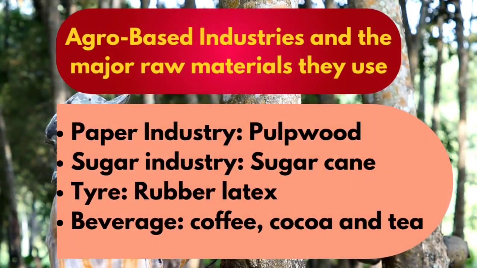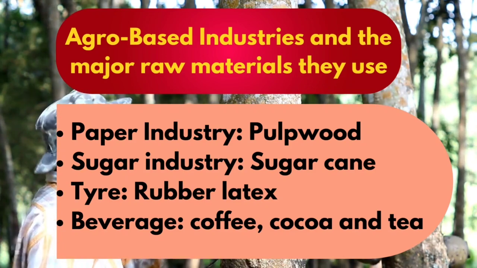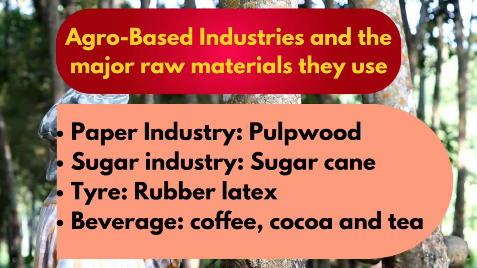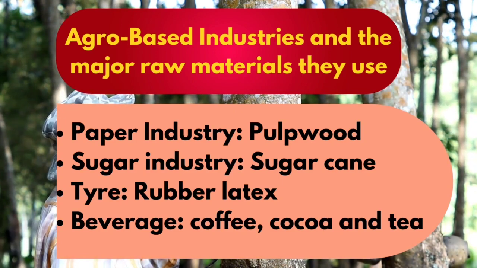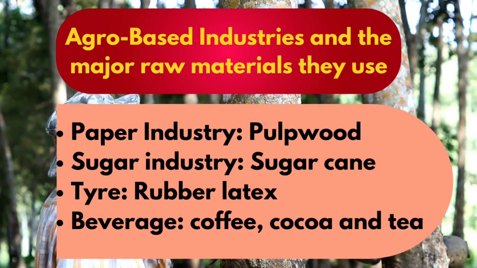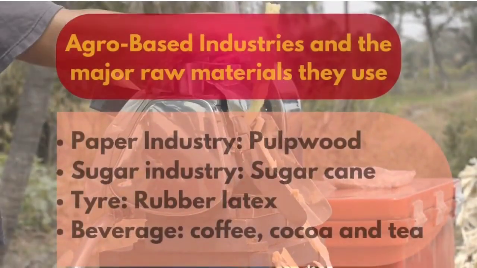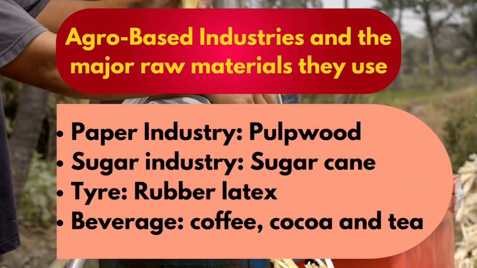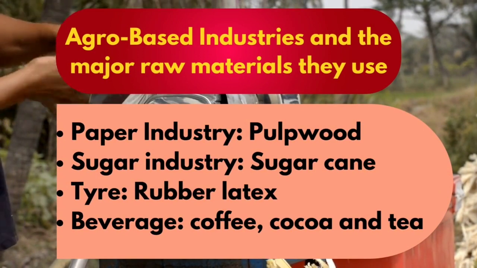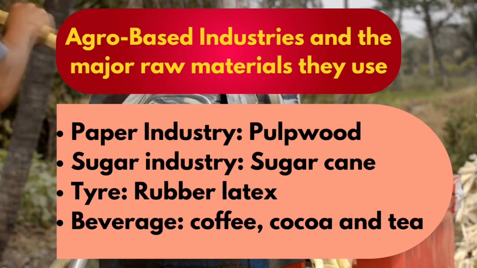Now, the next one is paper industries, which make use of pulpwood. We have the sugar industries, which make use of sugar cane. We have the tire industries, which make use of rubber latex as the raw material. We have beverage industries that make use of coffee, cocoa, and tea. Most of you will have heard of Nestle, we know Cadbury. All these are beverage industries that rely on the products from cocoa farmers.